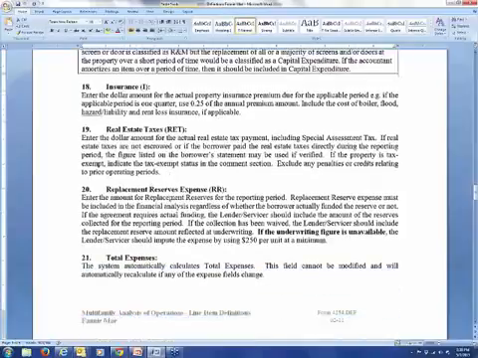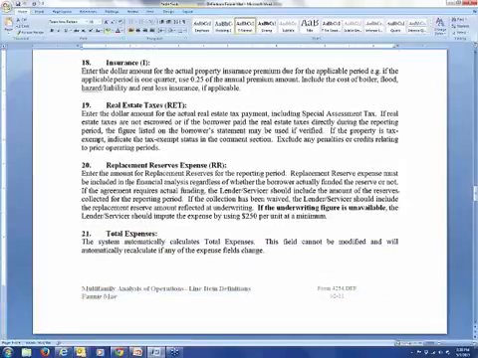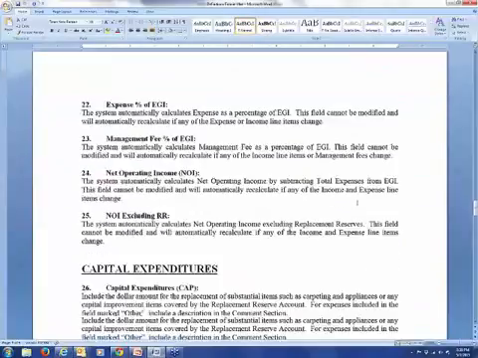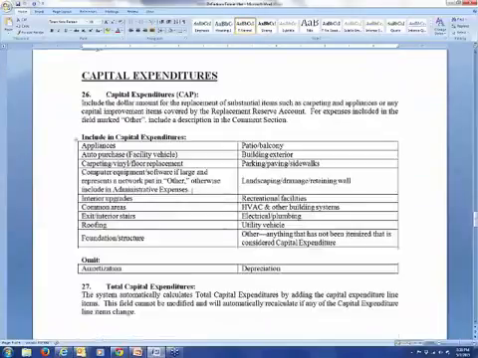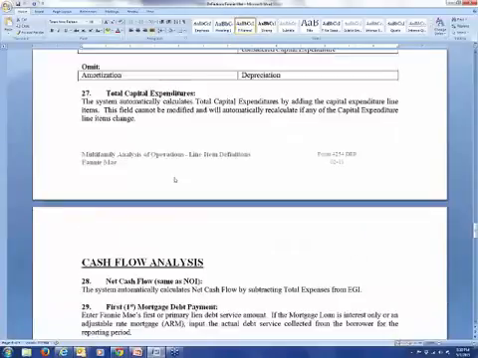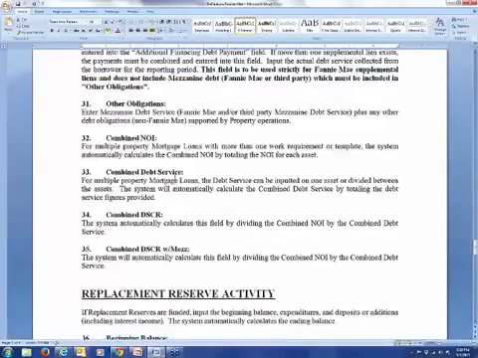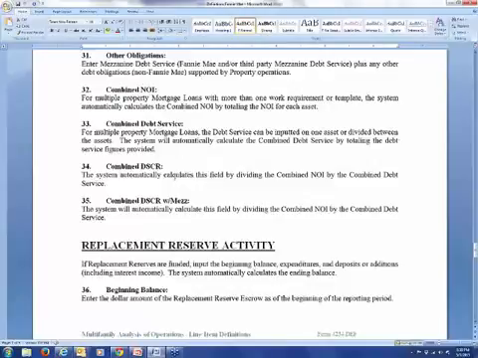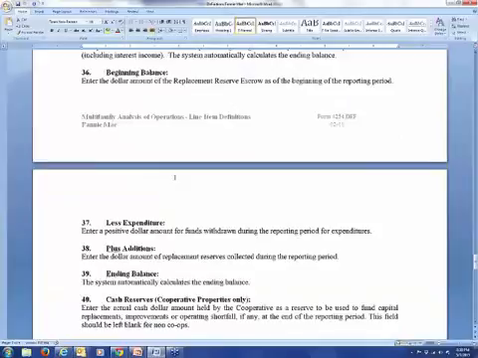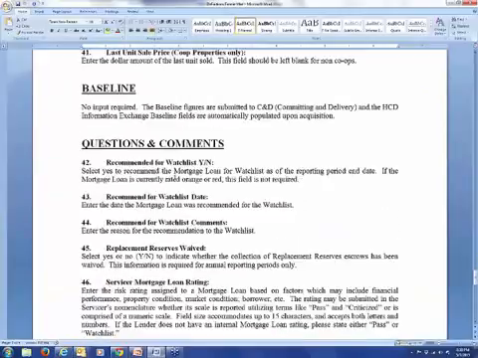Real estate taxes, insurance, and then replacement reserves, using a minimum of $250 per unit per year. And then it comes up with the total expenses. Now it breaks down the capital expenditures right down here. So this document has everything that you need if you're looking for a textbook definition of what the categories are on your income and expense statement, and how it all works.